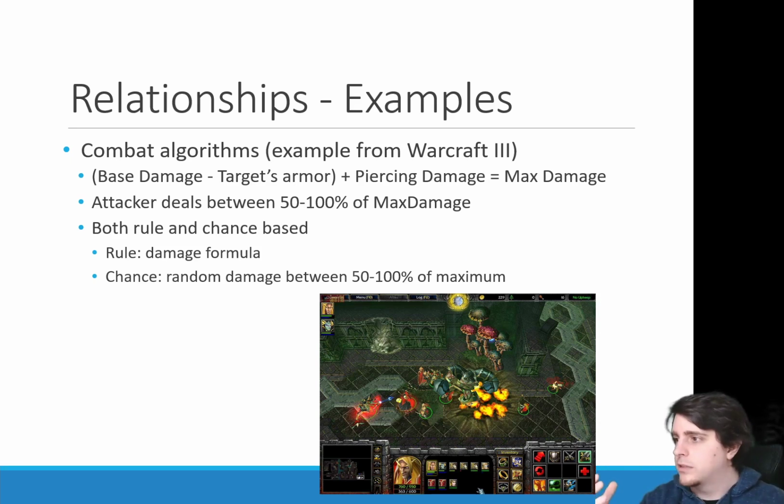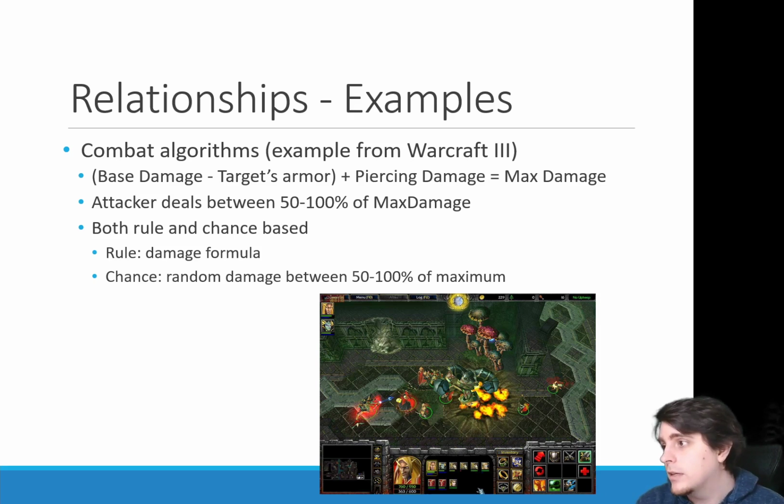So the rules obviously come from this damage formula. That's going to give us a number, right? Whatever that number is, 50, sure. And then the chance side is that on every attack, we're dealing some random amount of damage between half and 100% of that maximum damage. So in my example with 50, every swing of my unit's attack would be doing between 25 and 50 damage.